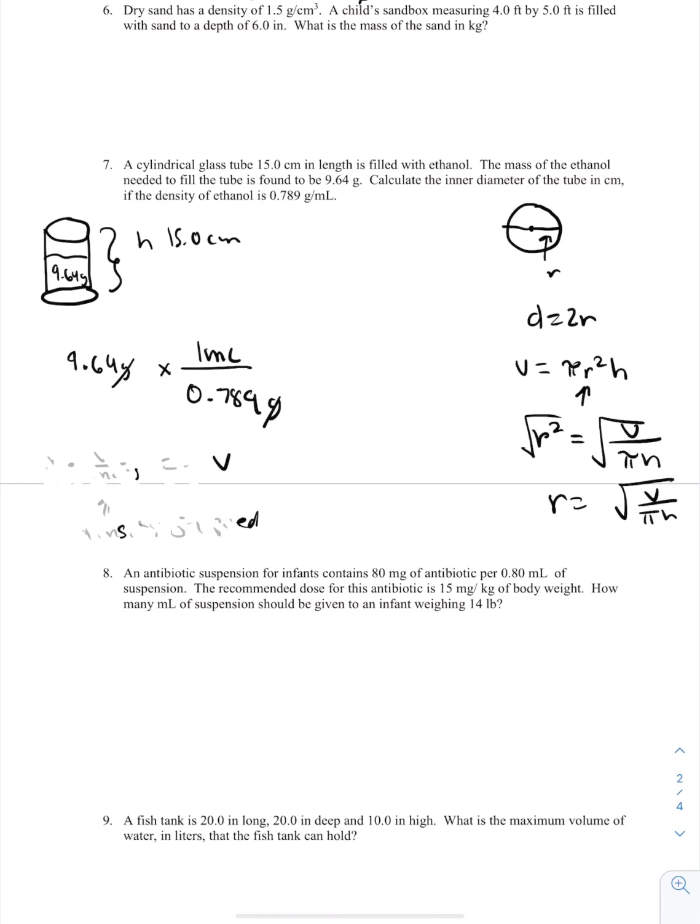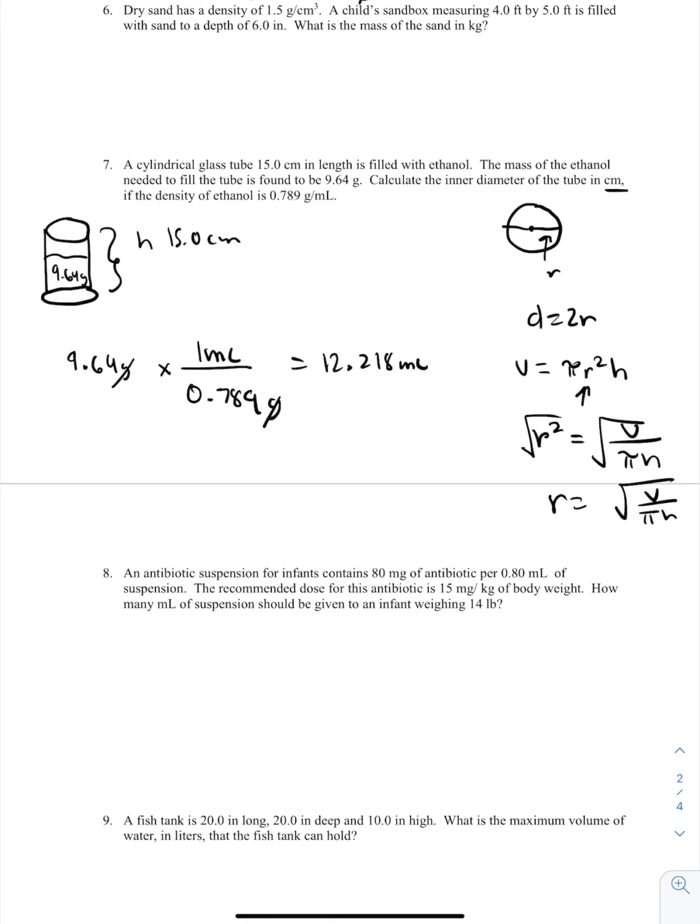So we can easily find the volume now because we have the mass and we have the density. If I do the calculation here, I get 9.64 times 1 over 0.789. I happen to get 12.218, and this is in milliliters, okay? And we need to calculate the diameter in centimeters.